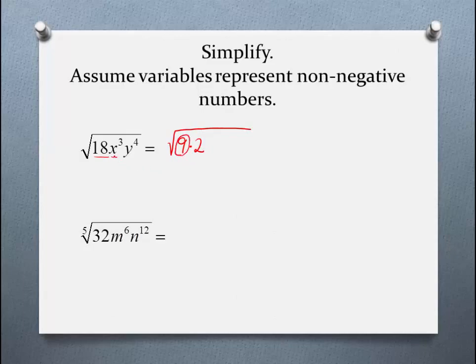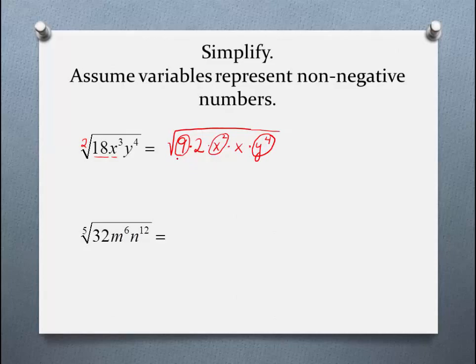Now I'm going to come over here and look at that x cubed, and I'm going to rewrite that because the index of 2 here doesn't divide into the 3. So I'm going to rewrite that as an x squared times an x. And I like this one because that's a perfect square. Something can come out. And then the y to the 4th, well, the index of 2 divides into that 4, so I'm going to leave that one alone and just rewrite it y to the 4th.